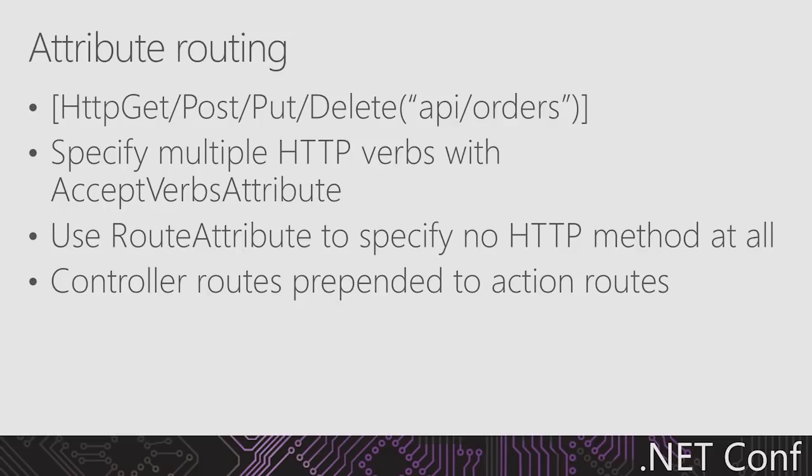Now you can put route attributes on both the controller and on individual actions. When you do that, the routes on the controller are prepended to the action route. So if you have a common base route that all the actions are using, put that on your controller using the route attribute, and then you only need to specify the delta on each of your individual actions.